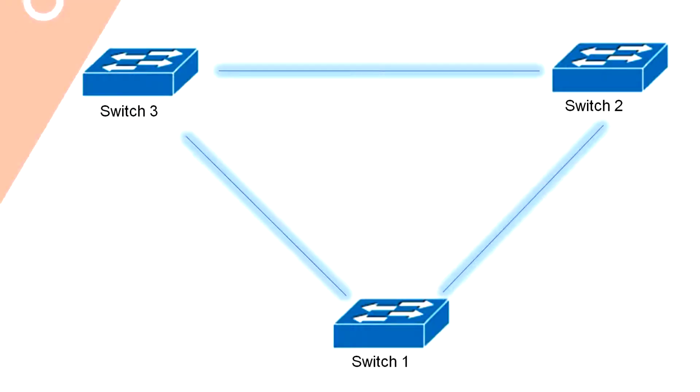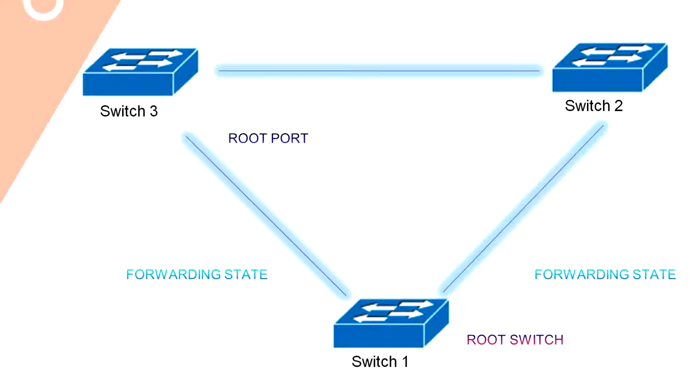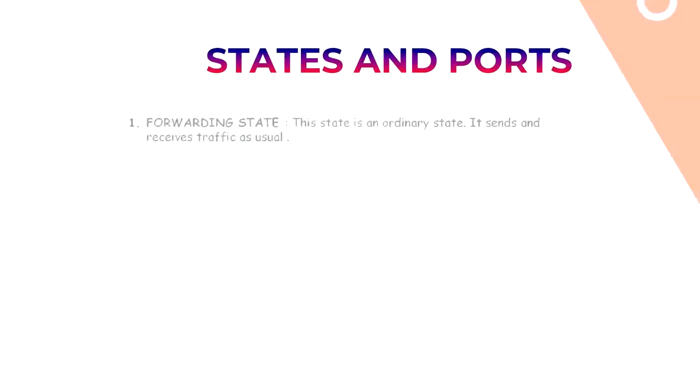So here we have three switches. First, the root switch is selected. So switch 1 becomes the root switch. All ports on a root switch are placed in the forwarding state. So the ports of switch 1 are placed in the forwarding state, and all non-root switches select a root port. Then a designated port is chosen and all other ports are blocked. So, the states and the ports.